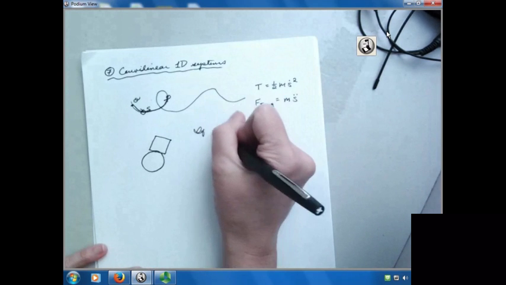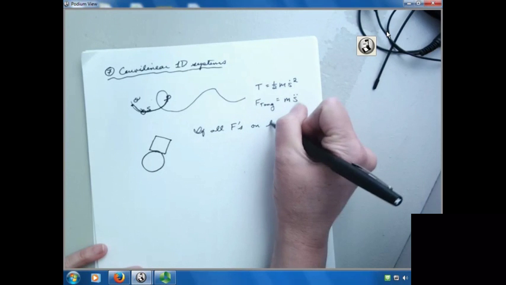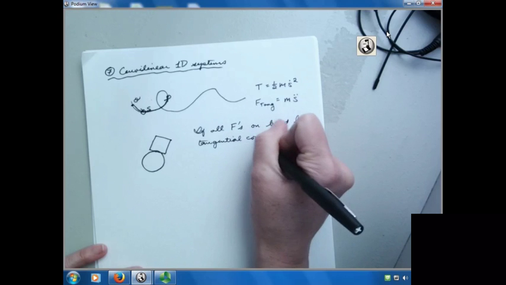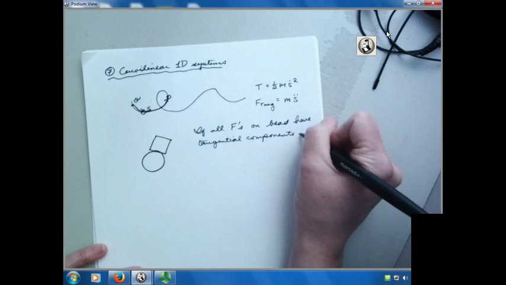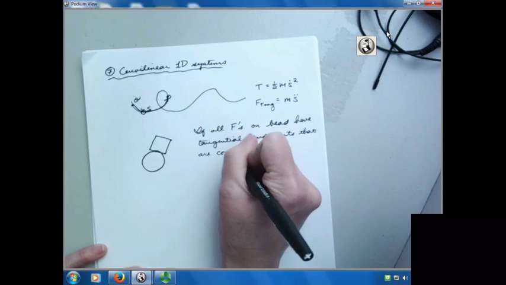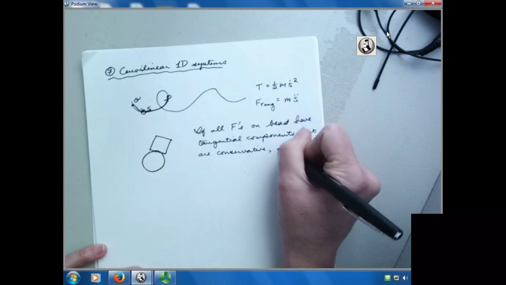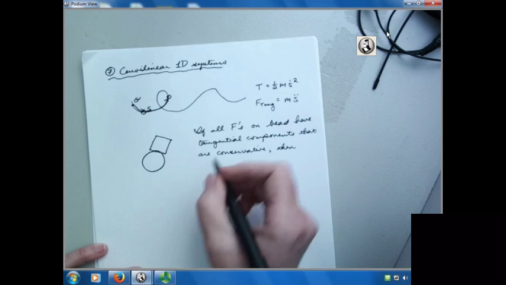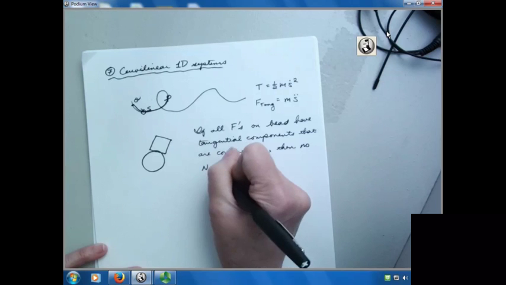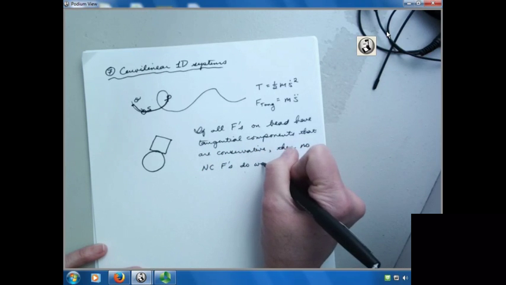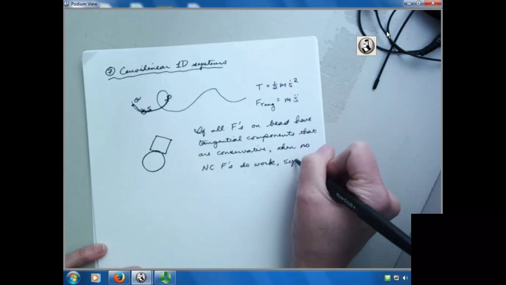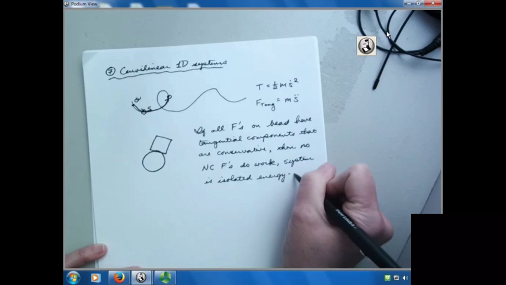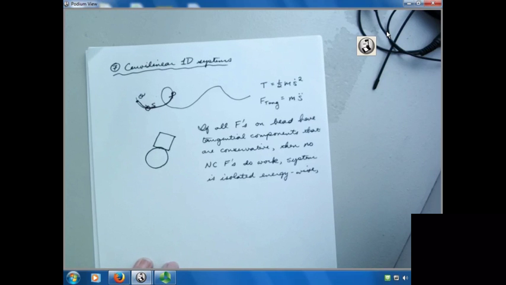So I'll say if all the forces on the bead have tangential components that are conservative, then clearly no non-conservative forces are doing work, and we would say in terms of physics speak, I'll just go ahead and write it all out. No non-conservative forces do any work. Another phrase for that is that the system is isolated energy-wise. And mechanical energy is conserved.